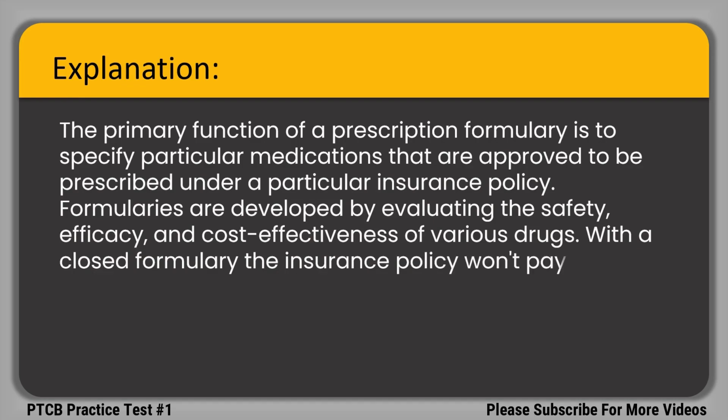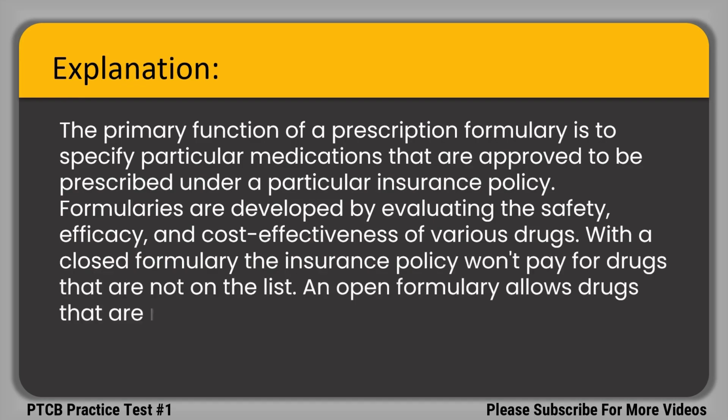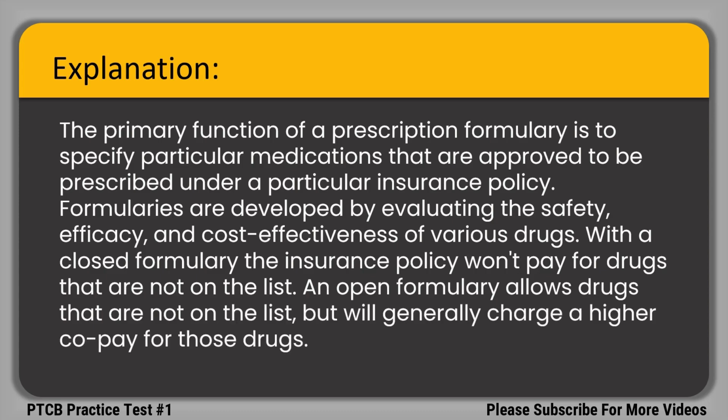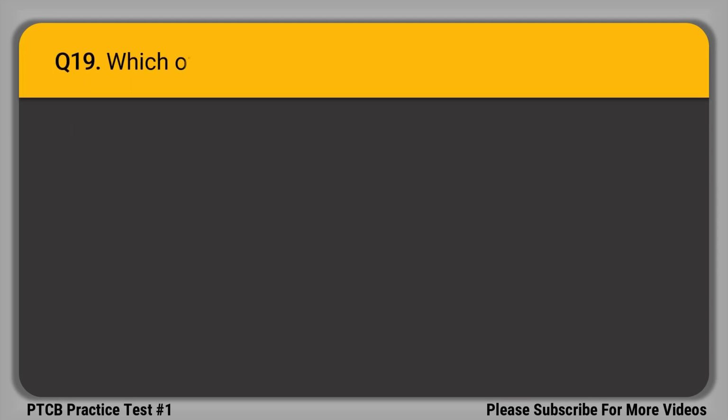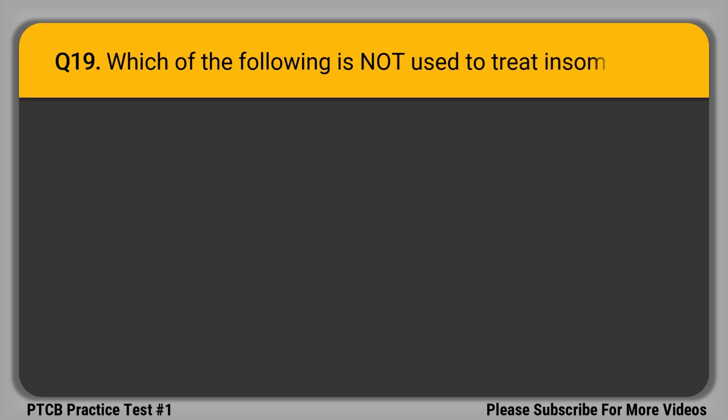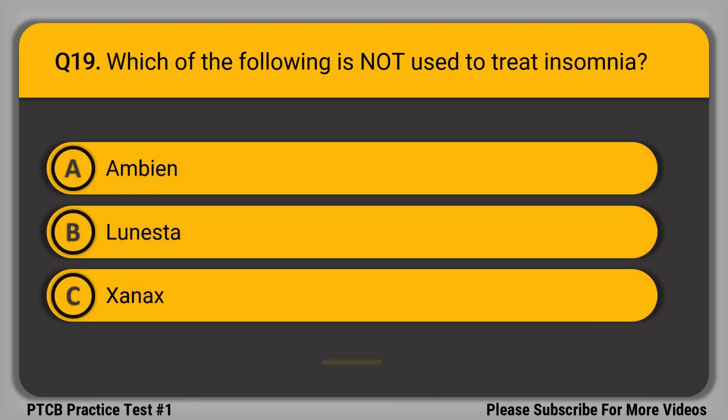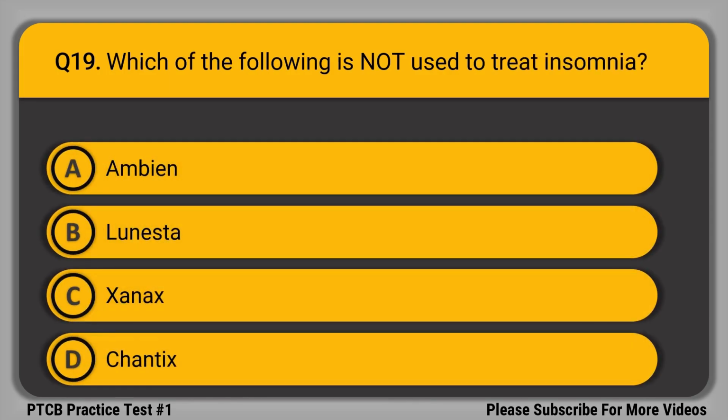Formularies are developed by evaluating the safety, efficacy, and cost-effectiveness of various drugs. With a closed formulary, the insurance policy won't pay for drugs that are not on the list. An open formulary allows drugs that are not on the list, but will generally charge a higher copay for those drugs. Question 19. Which of the following is not used to treat insomnia?